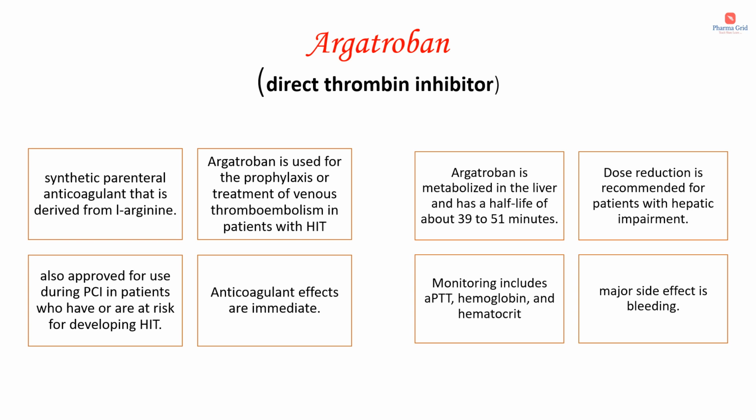It is also approved for use during percutaneous coronary intervention in patients who have or are at risk for developing heparin-induced thrombocytopenia. So the drug of choice in patients with heparin-induced thrombocytopenia is argatroban. The anticoagulant effects produced by argatroban are immediate, and this drug is metabolized in the liver and has a half-life of about 39 to 51 minutes. Dose reduction is recommended for patients with hepatic impairment, and the monitoring parameters for argatroban include APTT, that is activated partial thromboplastin time, hemoglobin and hematocrit. And the major side effect is bleeding.